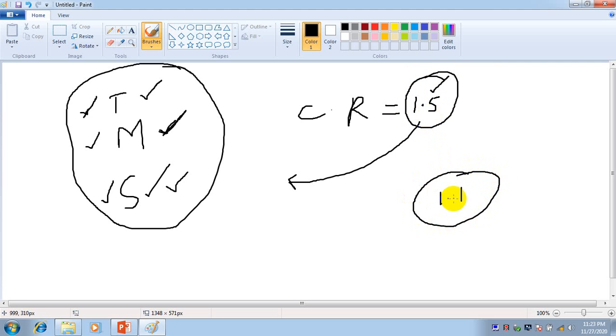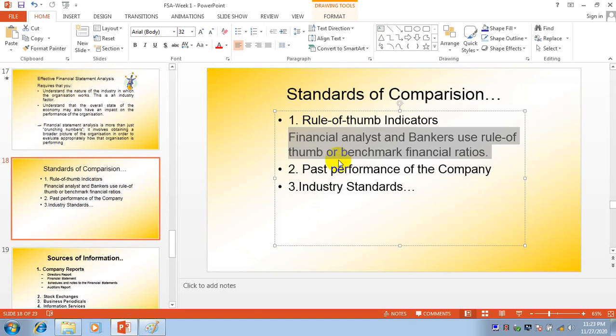We compare our financial ratio with this standard. So this is showing that our ratio is poor. Keep in mind that financial analysts and bankers use a rule of thumb. Rule of thumb means these standards are benchmark financial ratios. They are using these standards for comparisons.